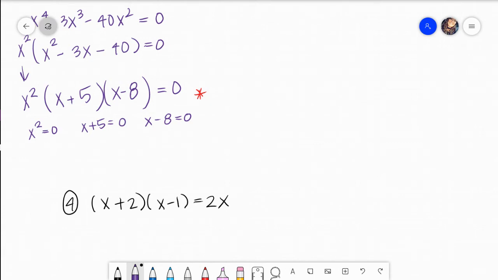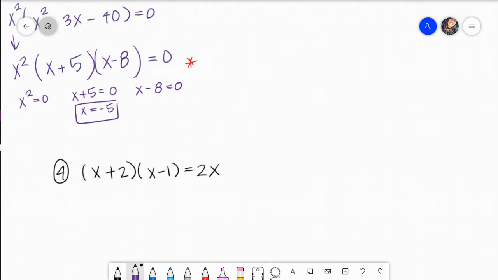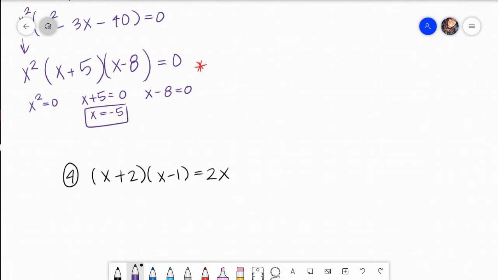So for that middle equation, I would move my 5. It's positive, so it would become negative. So I do have x equals negative 5. And then for x minus 8 equals 0, I would move that negative 8 and it would become positive. And right here, this is actually going to be the square root property.